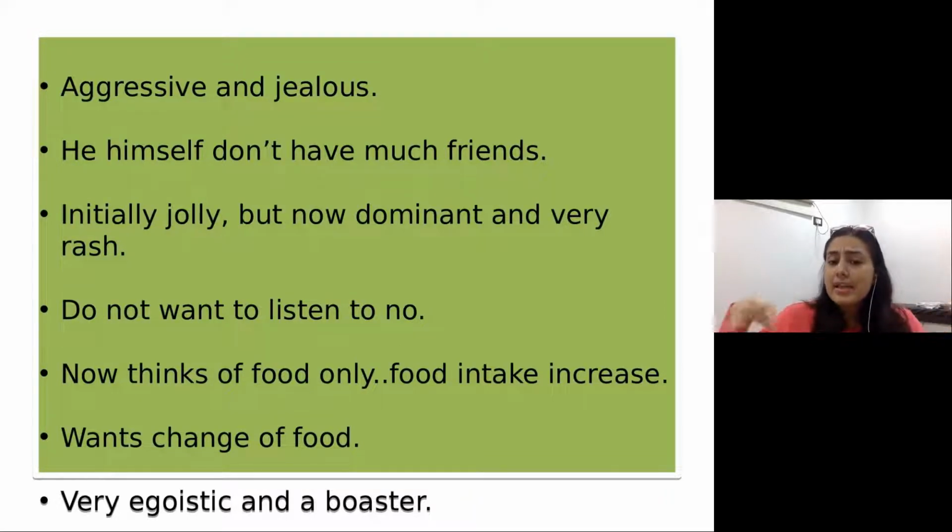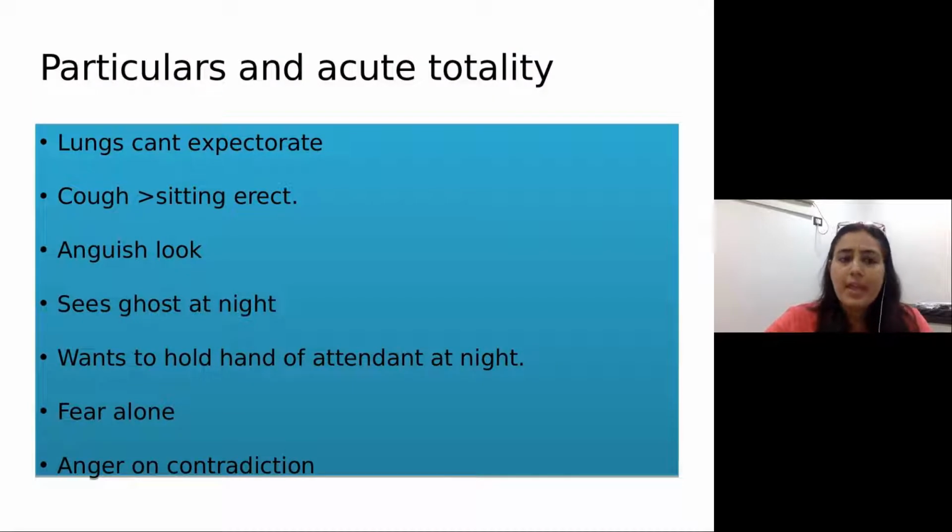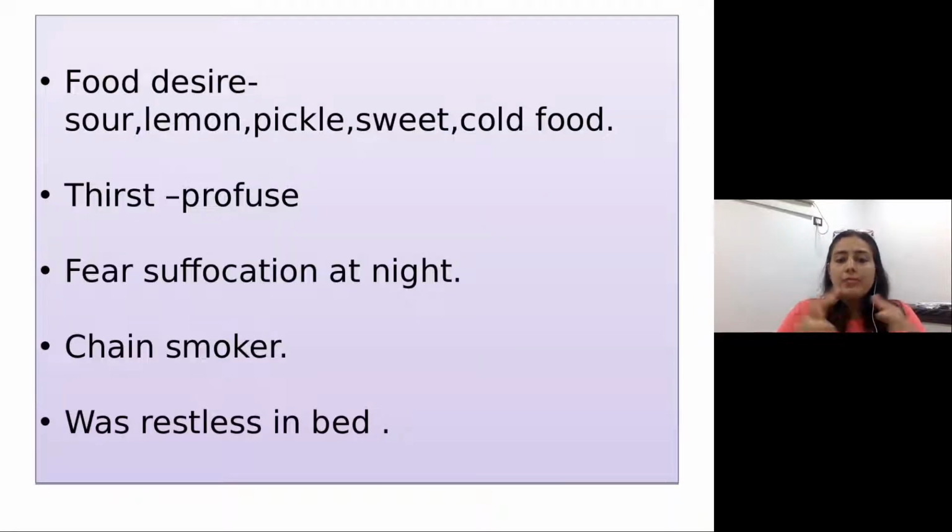And as his anger increased, as his jealousy increased, as his frustration increased, his food intake increased, obviously, which led to his cardiac condition. Now, his food desires before the attack or before hospitalization were sour, lemon, pickle, sweet, cold food. His thirst was profuse. He had fear of suffocation at night, even before this hospitalization. He was a chain smoker and was very restless in bed. Now, in such a condition, I have two types of approaches we can give.